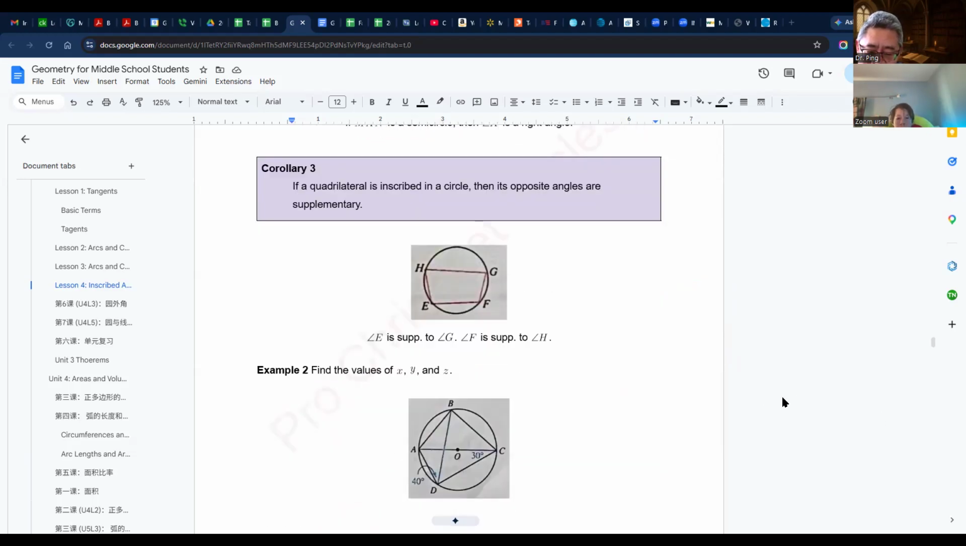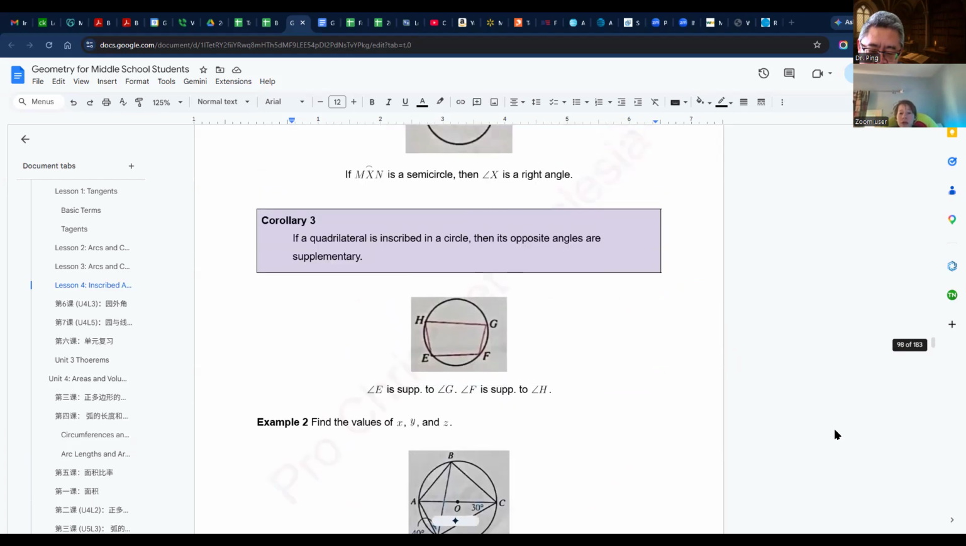Okay. So we're going to look at the next corollary: if a quadrilateral is inscribed in a circle, that means the four vertices are on the circle, then its opposite angles are supplementary. That means when this angle is added to this angle, we have 180. When this angle is added to this angle, we also get 180. Now, this is pretty straightforward, and that's why it's called a corollary, based on the previous theorem.